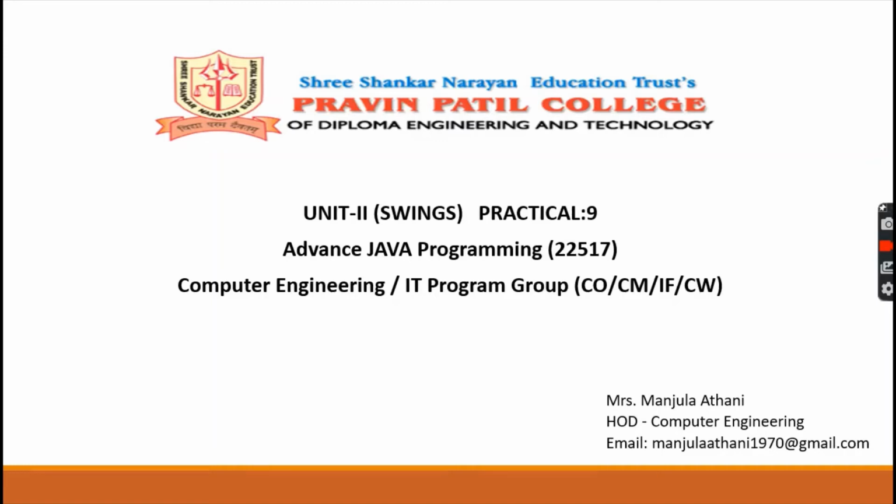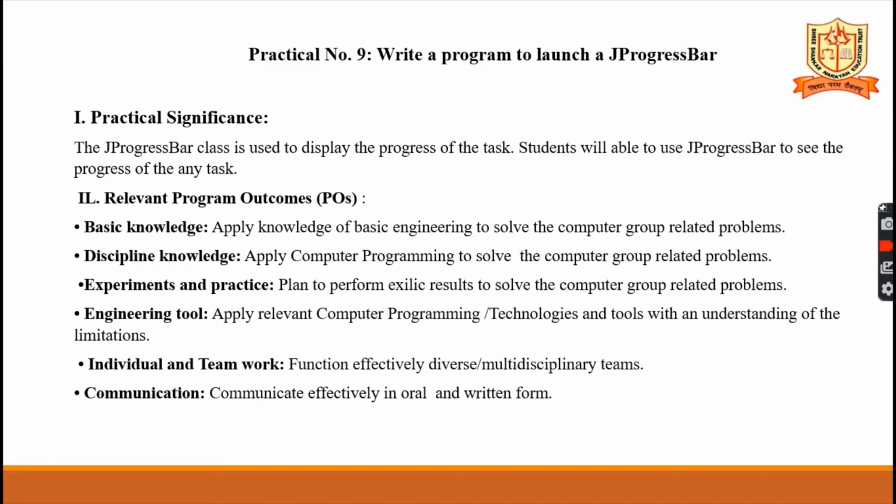Of Computer Engineering Department. Today I want to discuss practical number 9 of Advanced Java Programming. This practical comes under Unit 2, Swings. Write a program to launch a progress bar. Practical significance: the JProgressBar class is used to display the progress of the task. Students will be able to use the progress bar to see the progress of any task.